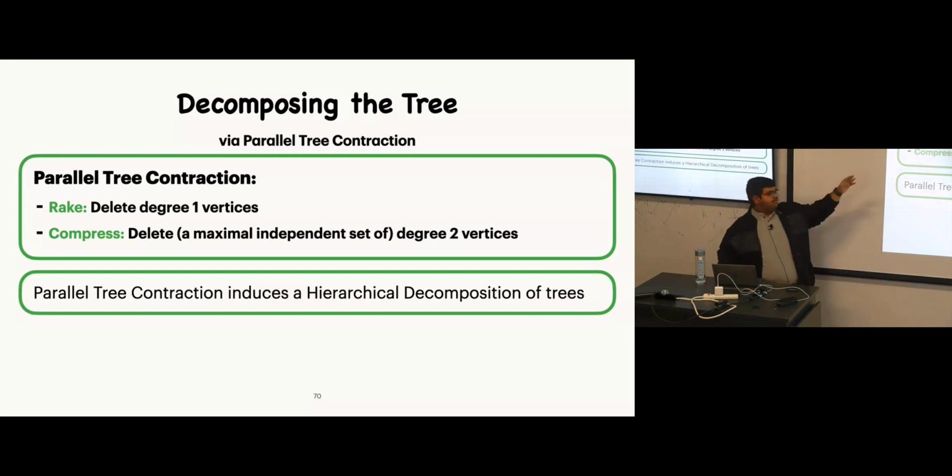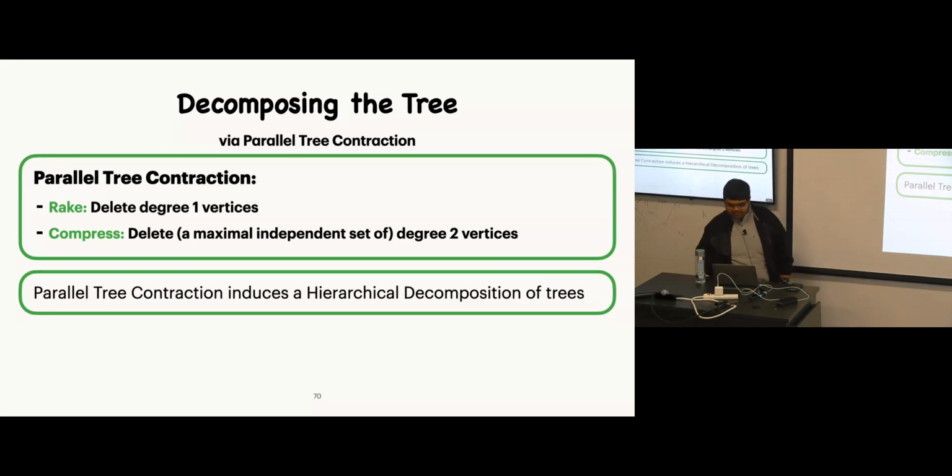And it turns out that if you repeat this process in rounds of rakes and compresses, it clusters the entire tree in log n rounds. And that's parallel tree contraction. Another way to view it is that it induces a hierarchical decomposition or clustering of the input tree.